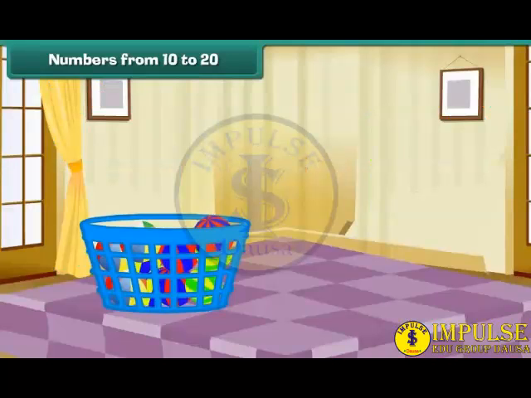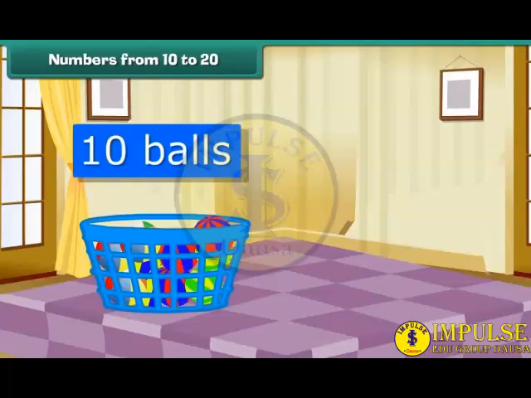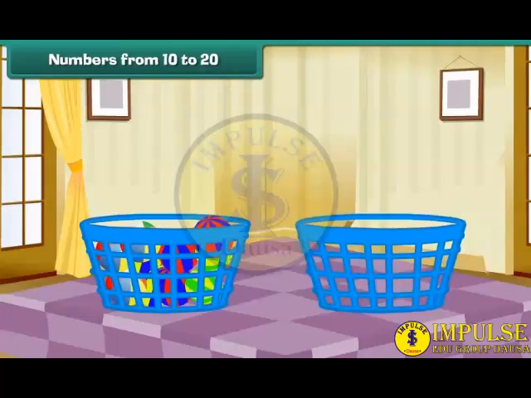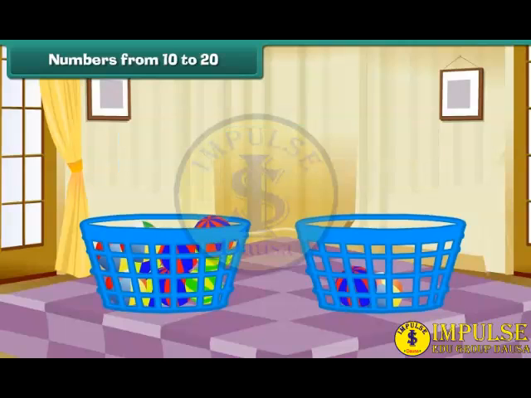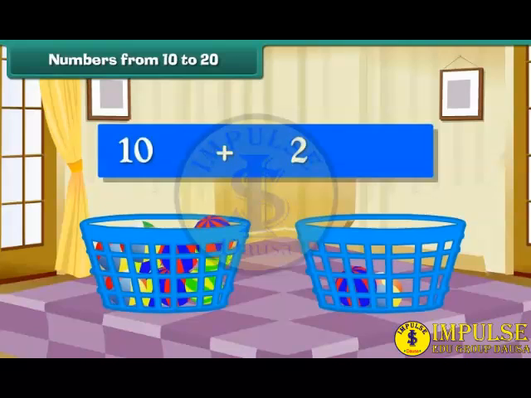Let us put these balls in a bucket. We now have a group of 10 balls. Take a new bucket. Drop a ball into it. We now have a group of 10 balls and 1 ball. Group of 10 plus 1 makes 11. Drop one more ball into the second bucket. We now have a group of 10 balls and 2 balls. Group of 10 plus 2 makes 12.